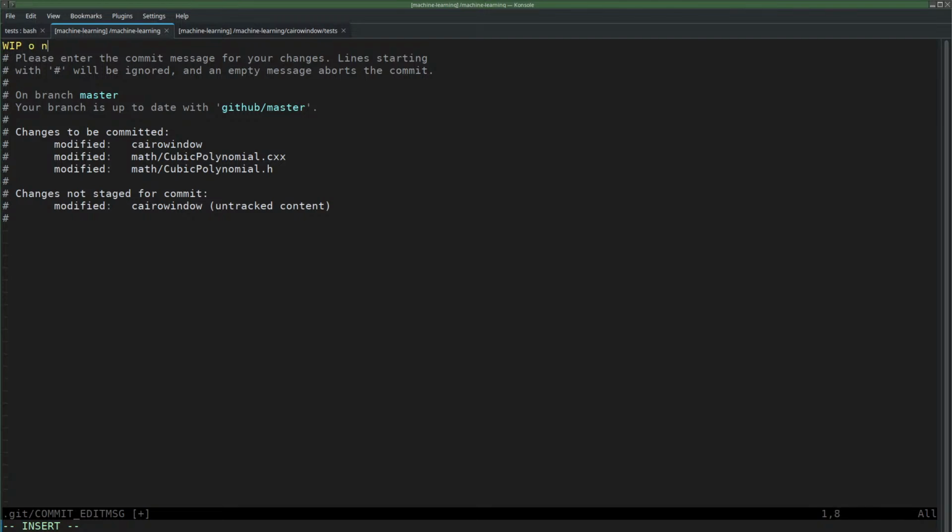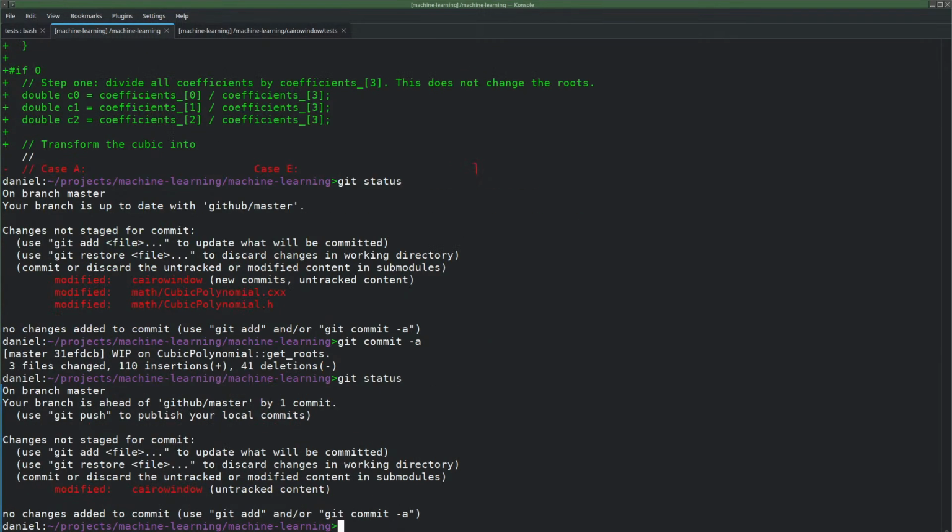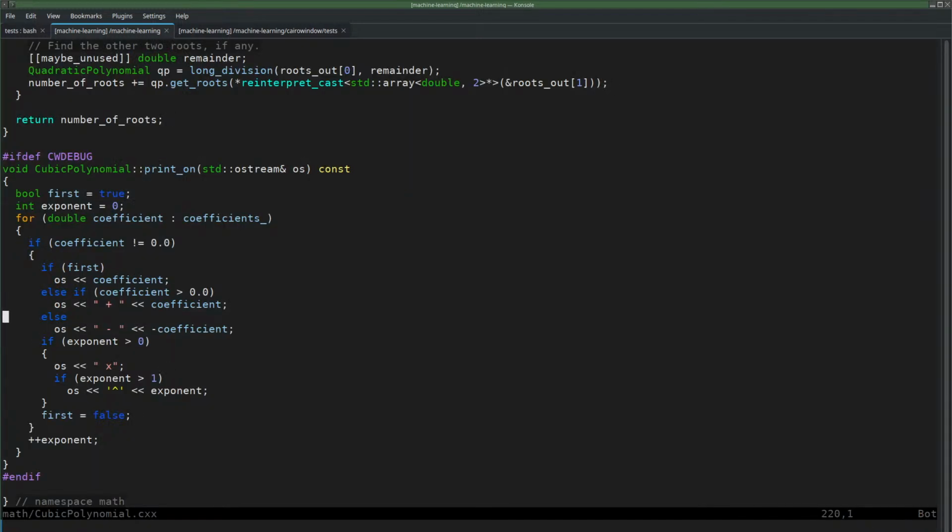Work in progress on cubic polynomial get root. Status on track content. Okay, that's a to-do. Now committed it, so now we can finally really work on it. Cubic polynomial cxx, get roots.